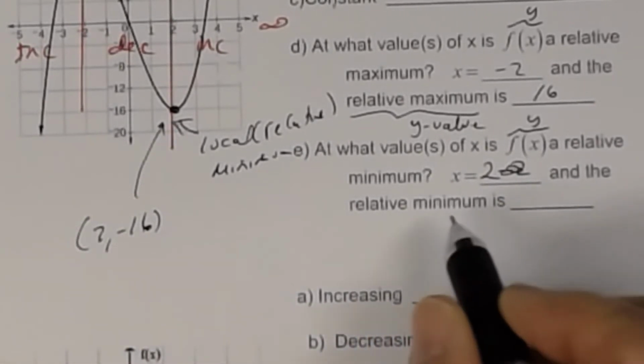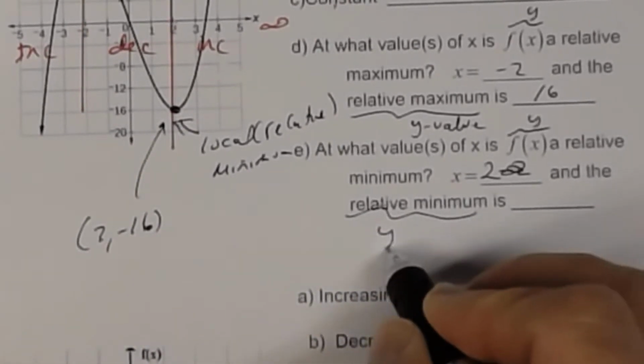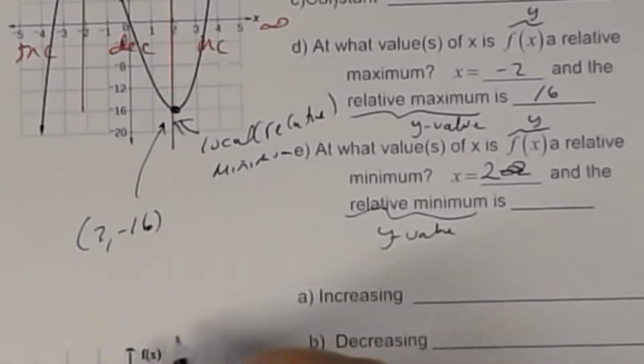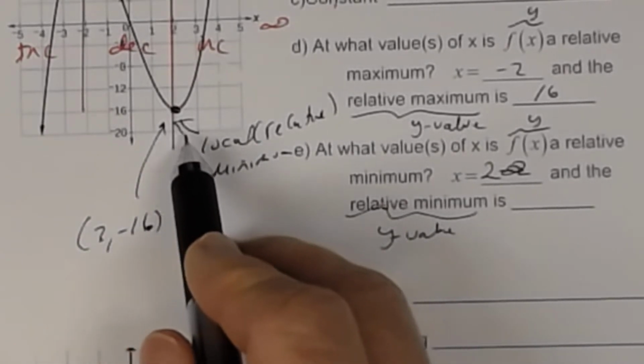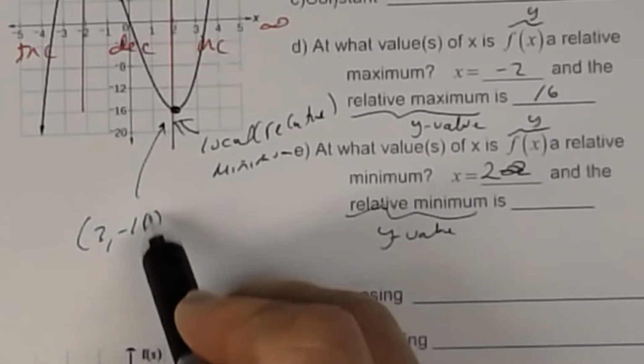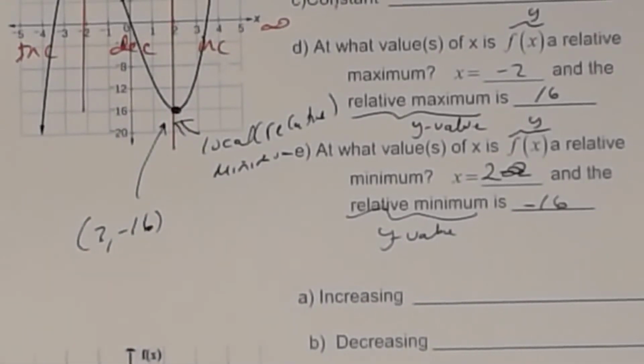Then the relative minimum, that lowest y value, is negative 16. Negative 16. All right, so that was number 1. Okay, let's go to number 2.